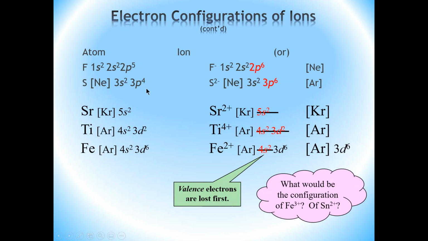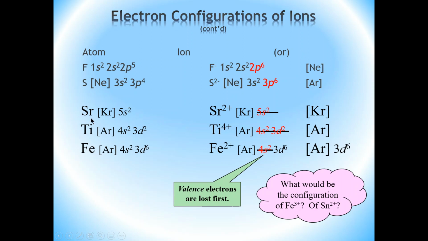To form the sulfide ion, you add 2 electrons to the 4 already in the 3p sublevel. You end up with this, which is, by the way, the same as the electronic configuration of argon. Okay, now that's as far as the formation of anions is concerned. Let's look at what happens when cations are formed.